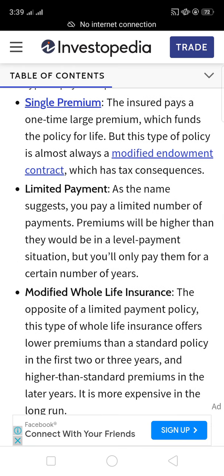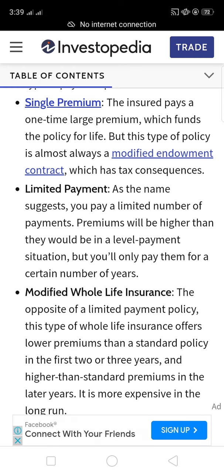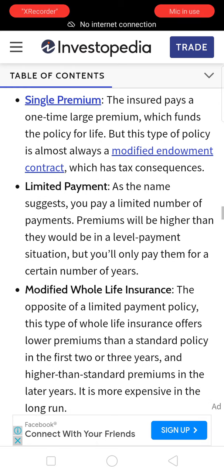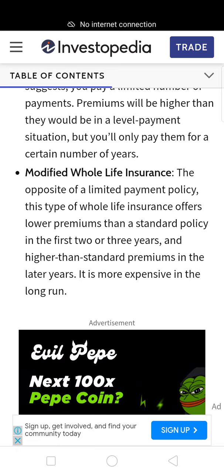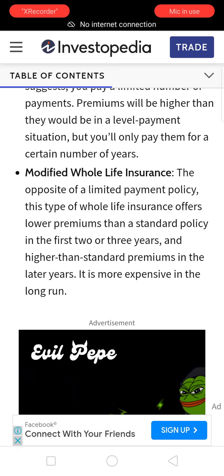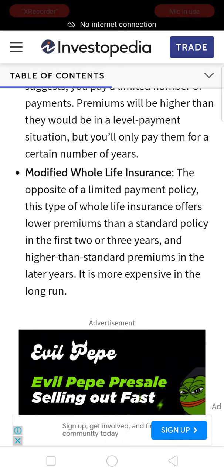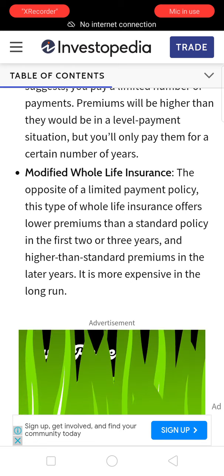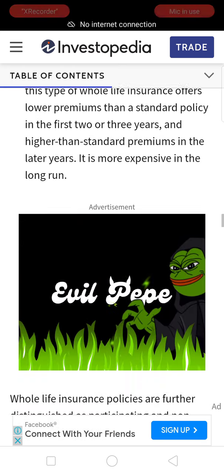Limited payment. As the name suggests, you pay a limited number of payments. Premiums will be higher than they would be in a level payment situation, but you only pay them for a certain number of years. Modified whole life insurance, the opposite of a limited payment policy. This type of whole life insurance offers lower premiums than a standard policy in the first 2 or 3 years and higher than standard premiums in the later years. It is more expensive in the long run.